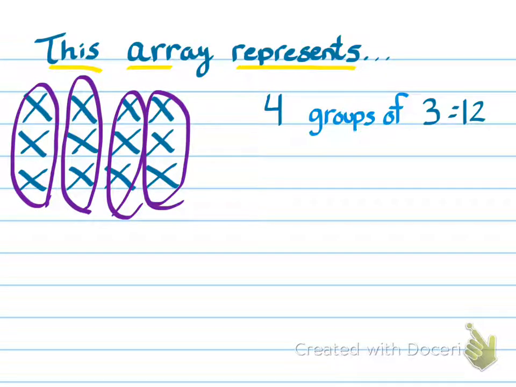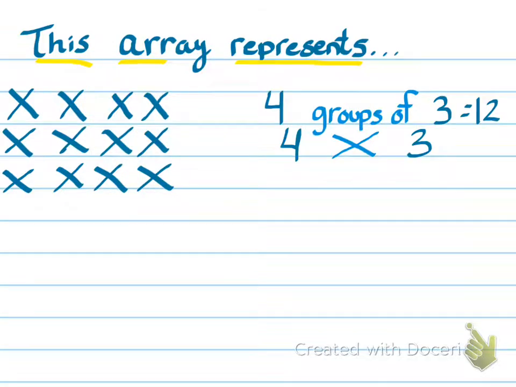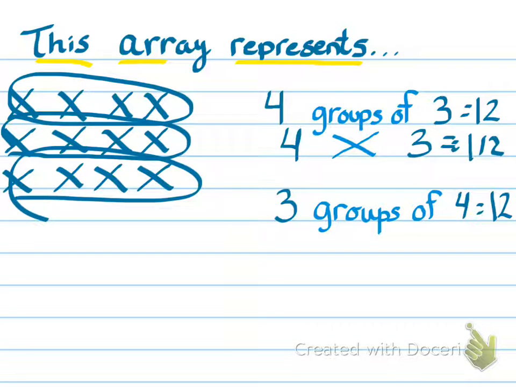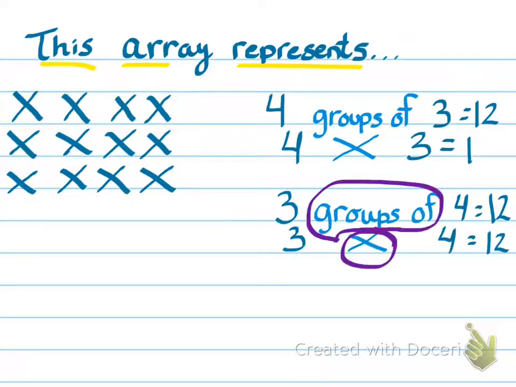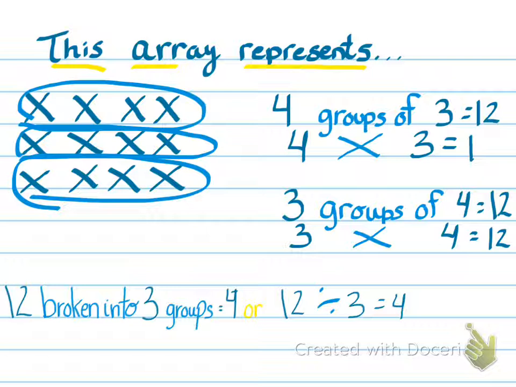When looking at arrays, we can tell that this array represents 4 groups of 3. Now we remember that groups of means multiplication. So we have 4 times 3 equals 12 means the same thing as 4 groups of 3 equals 12. This array also represents 3 groups of 4 equaling 12, which is another way of saying 3 times 4 equals 12.